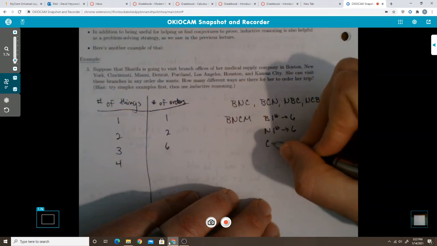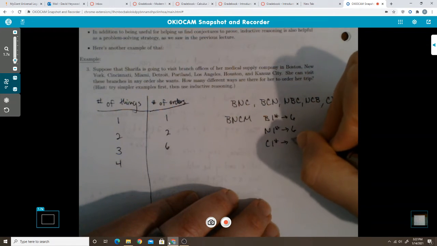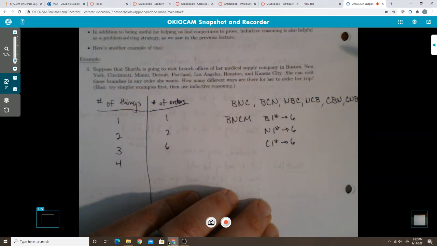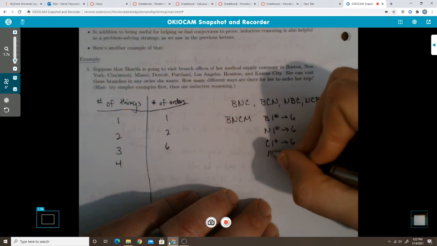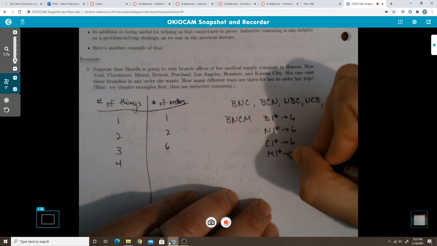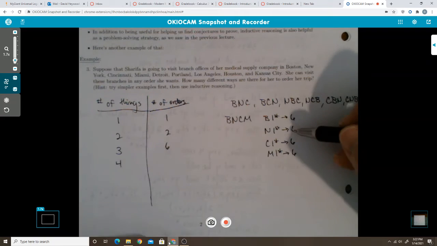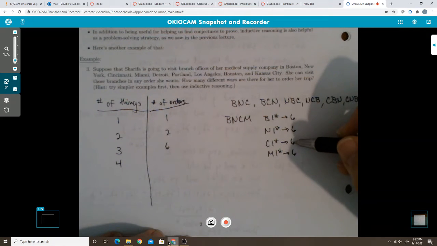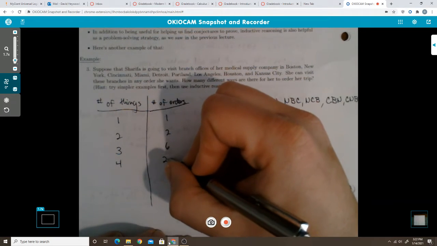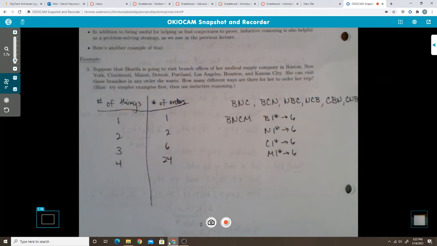And same thing if Cincinnati comes first. There's going to be 6 ways to order the remaining 3 cities. And if Miami comes first, then there are going to be 6 ways to order those 3 cities. And so in total, there's going to be 6 plus 6 plus 6 plus 6, 24. There's going to be 24 ways to order those 4 cities, just those 4.